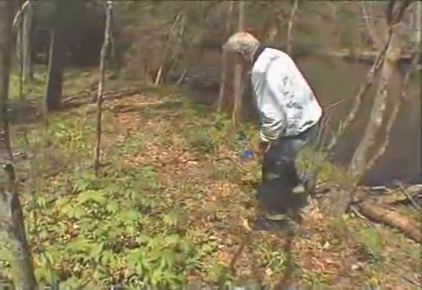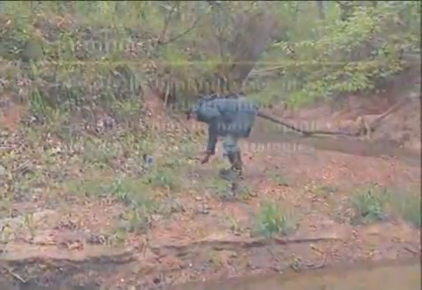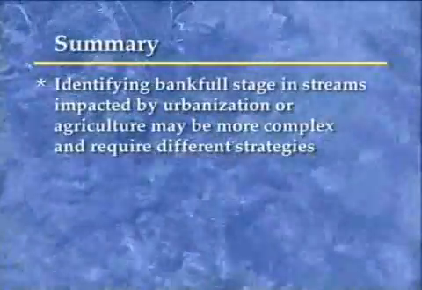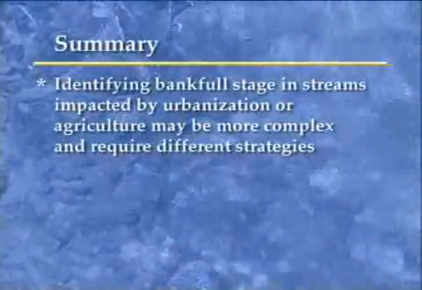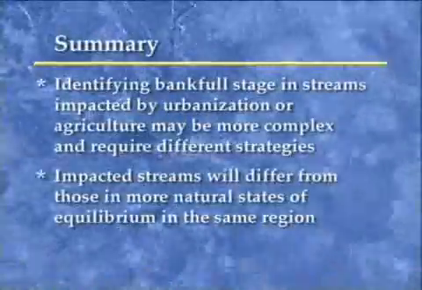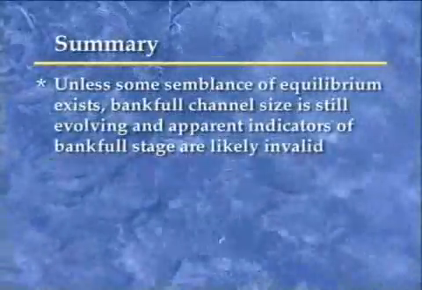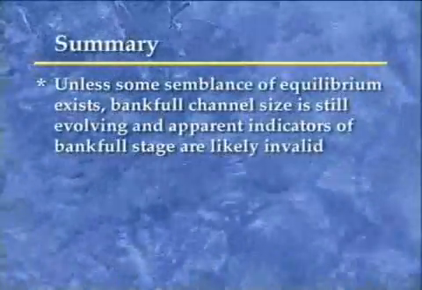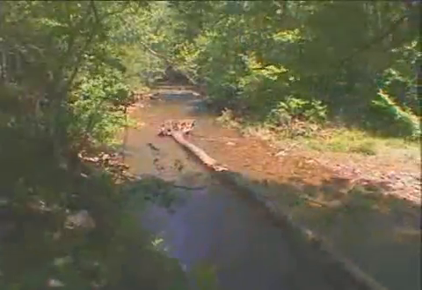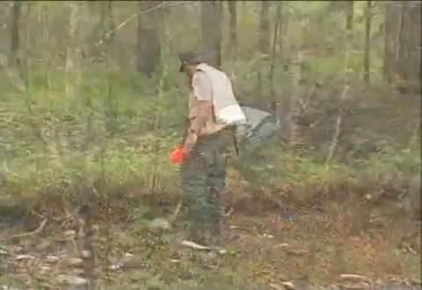As we have demonstrated, finding Bankfull stage in the field can be difficult. In this video, we have concentrated on field identification of Bankfull stage in forested streams of the eastern United States. Identifying Bankfull stage in streams impacted by urbanization or agriculture, while conceptually similar, may be more complex and require different strategies. These impacted streams will differ from those in more natural states of equilibrium in the same region. Be aware that unless some semblance of equilibrium exists, Bankfull channel size is still evolving, and apparent indicators of Bankfull stage are likely invalid. Due to the variety of stream types found in different geographic locations, consistent identification of Bankfull stage requires a rigorous and complex observation process.